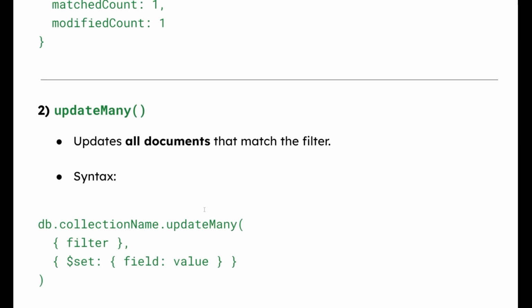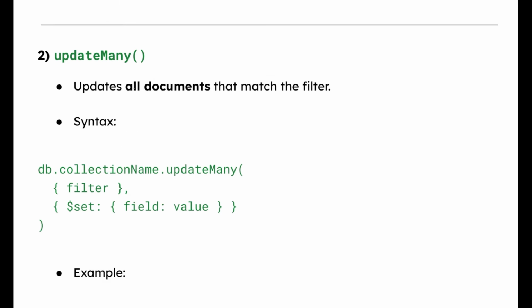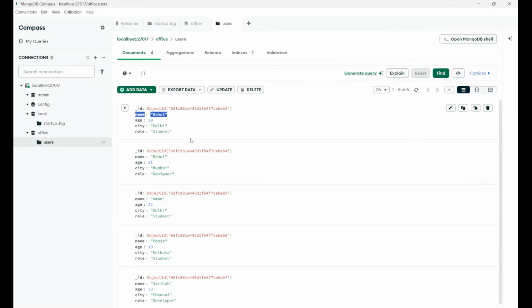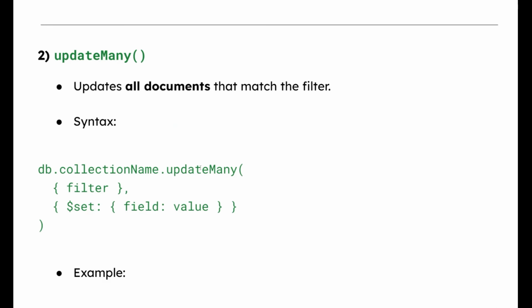The other case is updateMany, which will update all the documents that match the condition. So if I put the name as Rahul, it will update both this one and this one also. Got it? Fine. So let's go to our MongoDB shell and understand how we work with it.